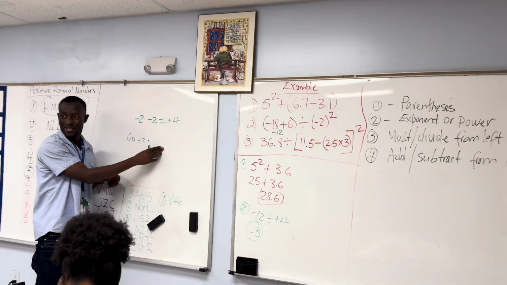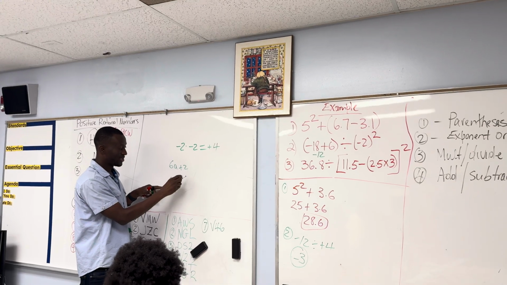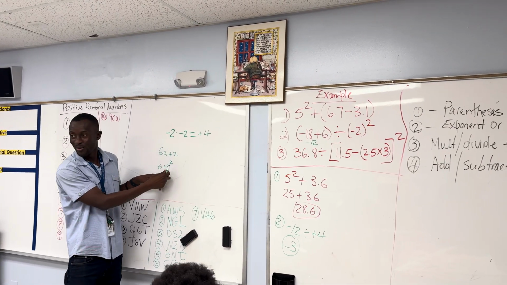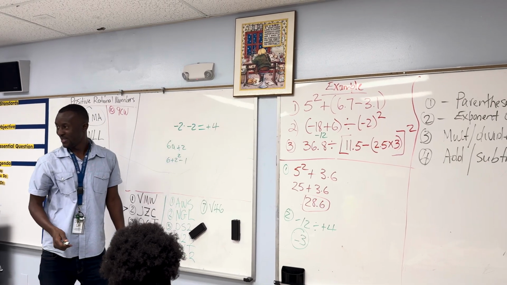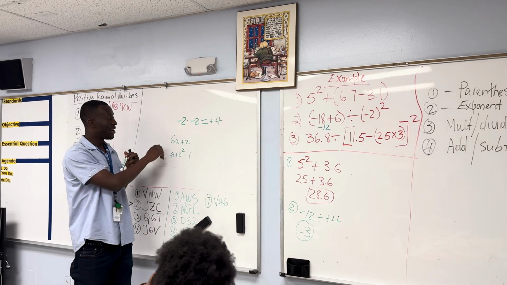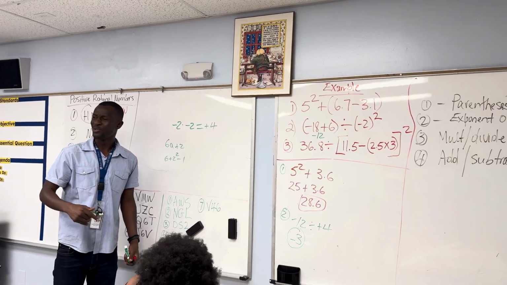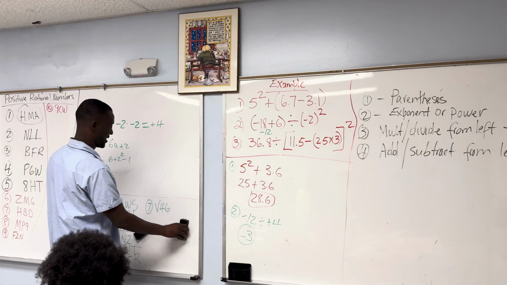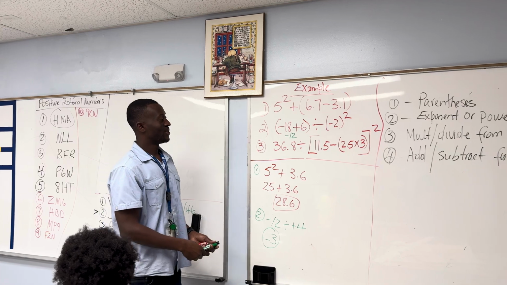Numerical expressions can look like this: 6 plus 2 to the power of 2 minus 1. Those are numerical expressions. But an algebraic expression has to have an unknown, a variable. So we're going to get to that. Okay, let's do the last one.